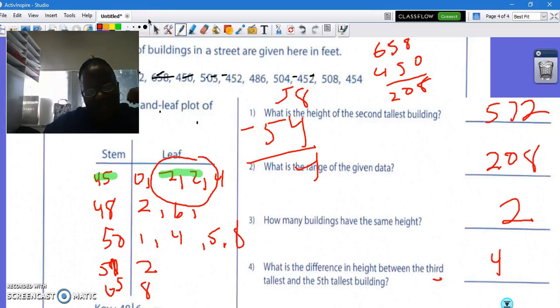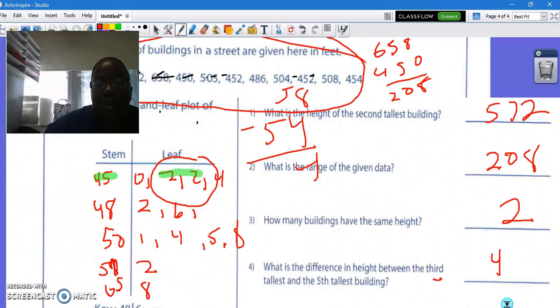Question number 5 is, what is the average height of buildings on the street? Remember, average means you're going to add up all your items, add up all your leaves, divide by how many leaves you see. So you would do, because you're doing this one on your own, 0 plus 2 plus 2 plus 4 plus 2 plus 6 plus, and it'll be 450 plus 452 plus 452 plus 454 plus 482 plus 486 plus 501 plus 504, etc. Adding all these numbers up, divide by how many we see, and you will get your average for number 5. That one you can complete on your own. See you tomorrow.